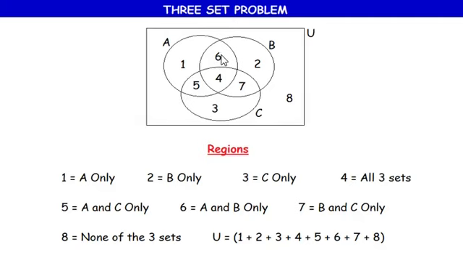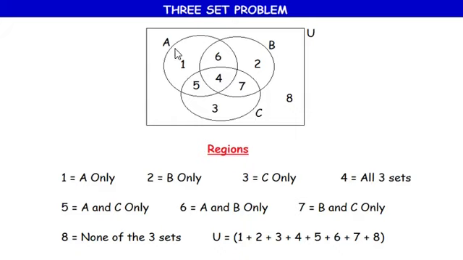So 6 is A and B only, please take note of the word only. So 6 is A and B only. A and B in general is 4 plus 6, right? The point where circle A and circle B intersect, that is A and B. But 6 is A and B only, meaning that they don't form part of C.